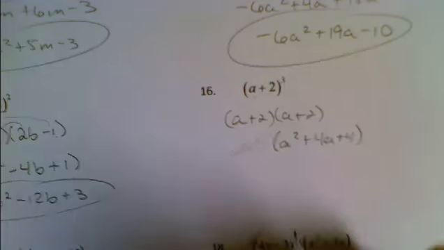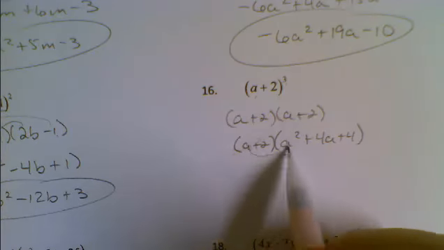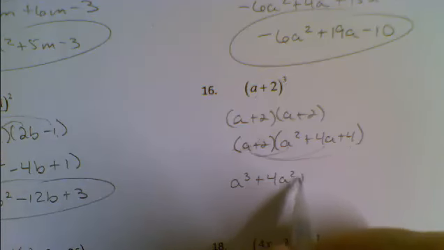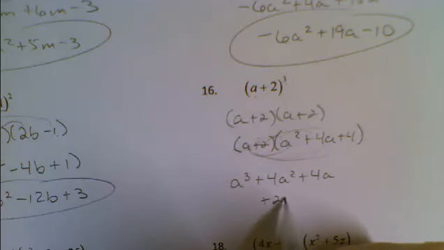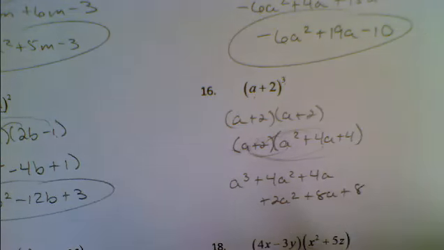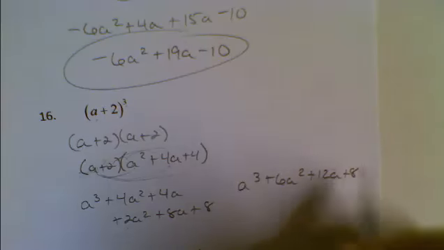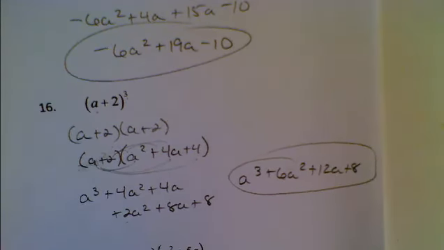But remember, that's only a plus 2 squared, so I'm going to multiply it by an a plus 2 again. So now I have to do a little bit of distributing. I probably have to kind of show my steps there. I'm going to get a to the third plus 4a squared plus 4a. If I distribute the 2, I'm going to get 2a squared, I'm going to get 8a and plus 8. So I put all those together: a to the third, 6a squared, 12a and plus 8. Make sure you remember you can only multiply 2 binomials at a time.